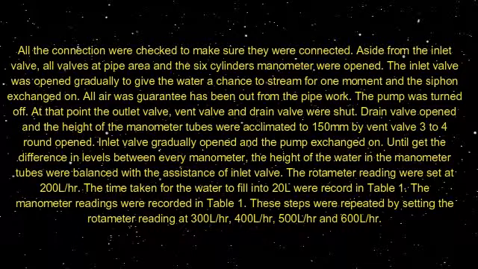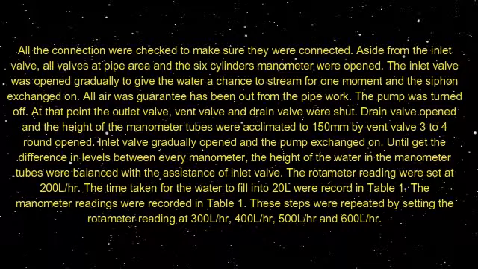At that point, the outlet valve, vent valve and drain valve were shut. The drain valve was opened and the height of the manometer tubes was adjusted to 150 mm by vent valve 3 to 4 turns opened. The inlet valve was gradually opened and the pump switched on. Until the difference in levels between every manometer was obtained, the height of the water in the manometer tubes was balanced with the assistance of the inlet valve.